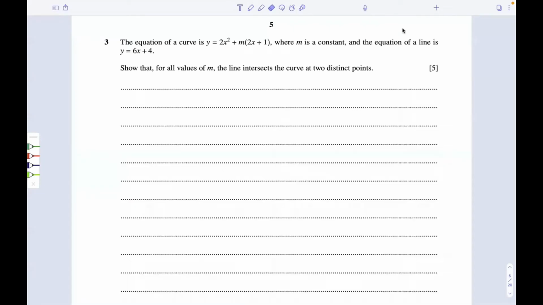In this question, we have the equation of a curve, where m is a constant, and the equation of a line is y is equal to 6x plus 4. We have to show that for all values of m, the line intersects the curve at two distinct points. Now, whenever we have an unknown constant in an equation, we always use a discriminant, which is b squared minus 4ac, to find that value.